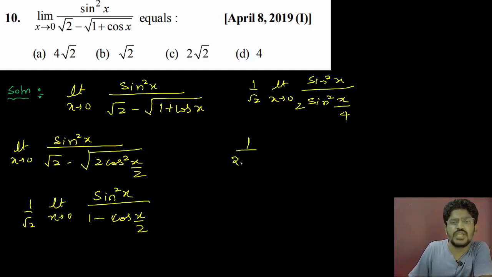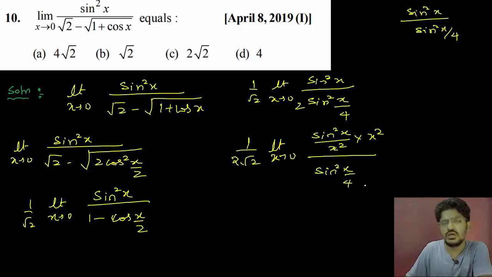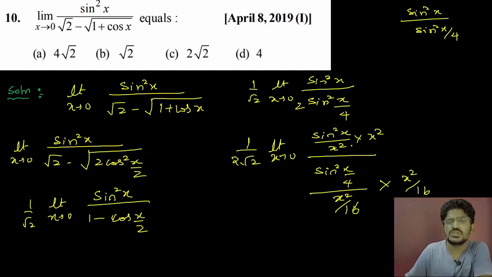So you can write it as 1 by 2 root 2. The remaining term is sin square x divided by sin square x by 4. So you adjust the terms as limit extending to 0 of sin square x divided by x square, multiplied with x square, divided by sin square x by 4. Here I will divide it by x square by 16 and I will multiply it by x square by 16. Okay. So now this term is going to be 1. This term is also going to be 1.